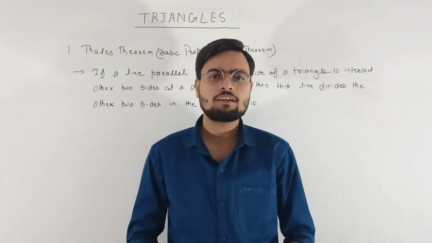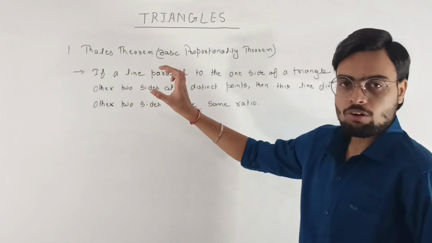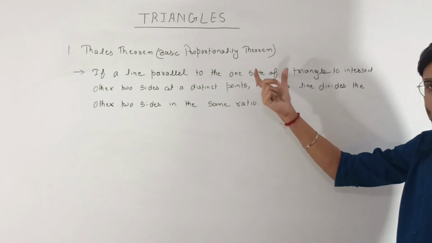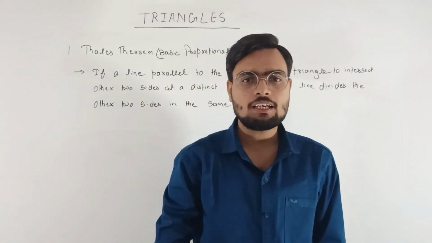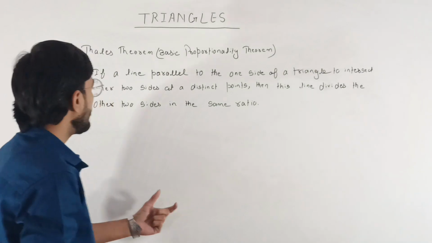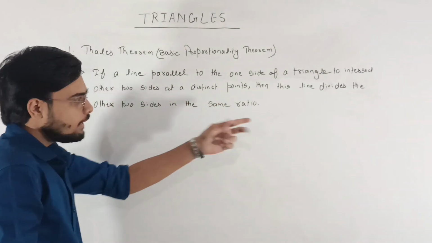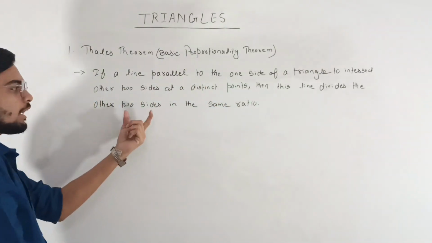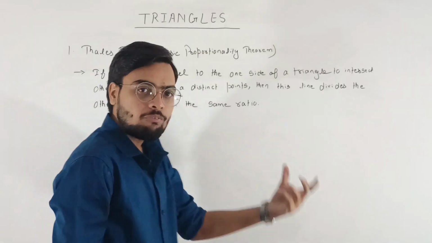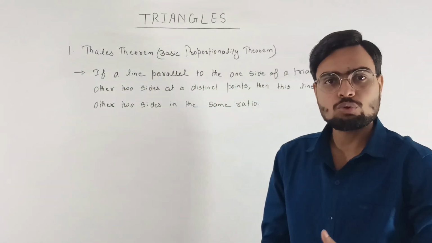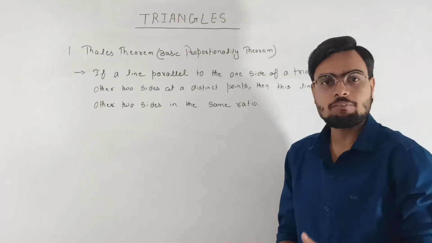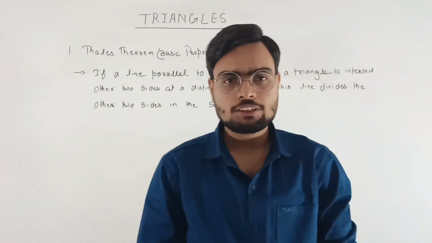Now see our first topic, Thales Theorem, which is also known as Basic Proportionality Theorem. This theorem says, if a line is parallel to one side of a triangle and intersects the other two sides at distinct points, then this line divides the other two sides in the same ratio.